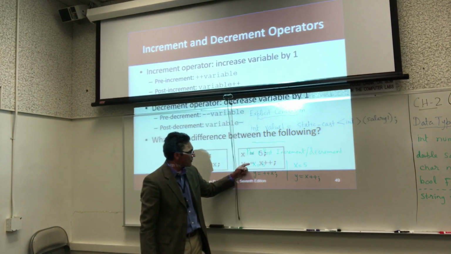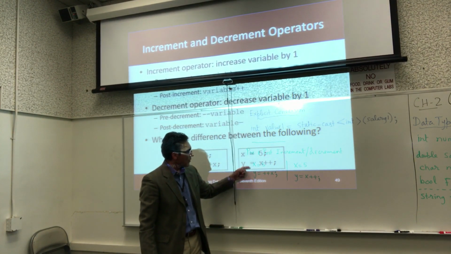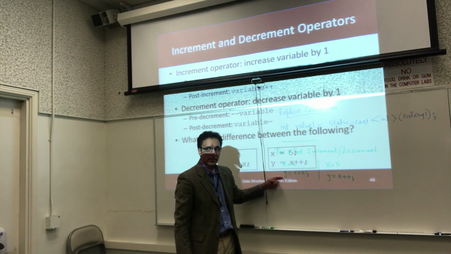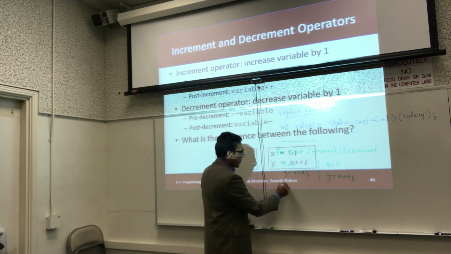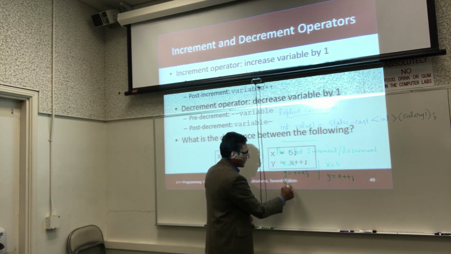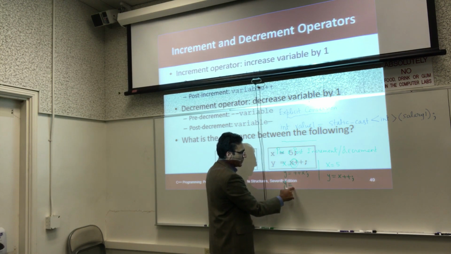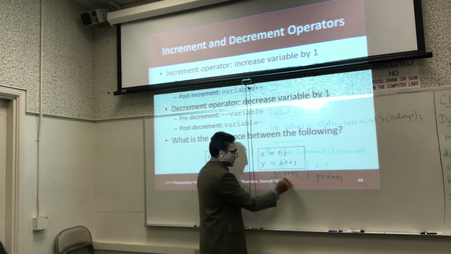So if you have x equals 5, what is the value of y when I complete this statement, when I run the second statement? So what is the value of y when I go here? Help me, guys. So initially this is 5. So what will be the value of y when I get to this line? So the value of y will be 6. Do you agree or disagree?